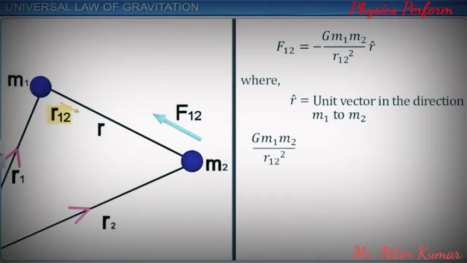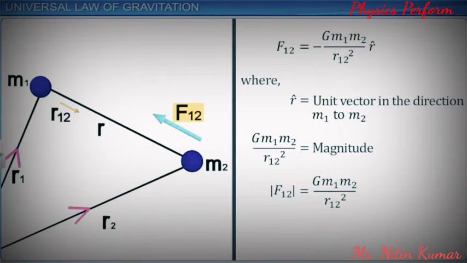and can be denoted as modulus of F12. If F21 represents the gravitational force on point mass m1 due to point mass m2, then F12 represents the gravitational force on m2 due to m1. According to Newton's third law of motion, both the forces F12 and F21 are equal in magnitude and opposite in direction.